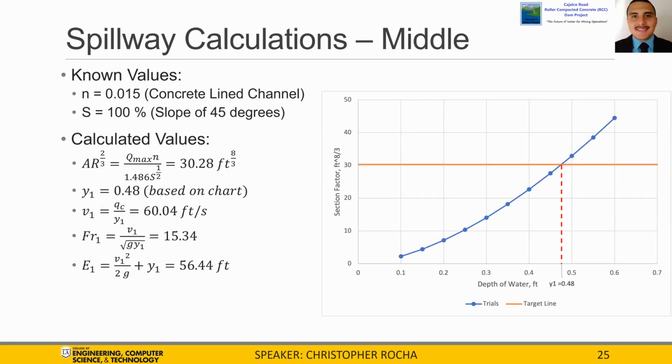Next, we will look at the calculations at the middle of the spillway. Here, we first used Manning's equation to calculate the section factor and the water depth that corresponds to that section factor. Then, we used the water depth to determine the water's velocity, Froude number, and energy along the middle of the spillway before the hydraulic jump.